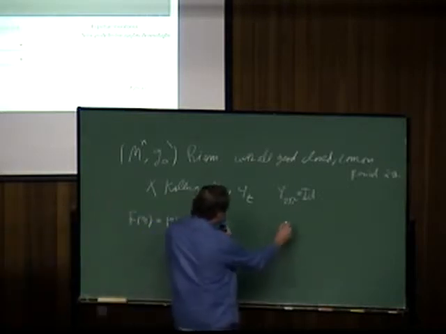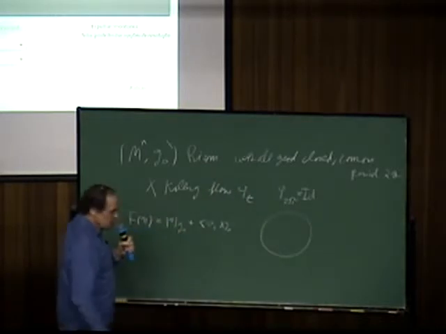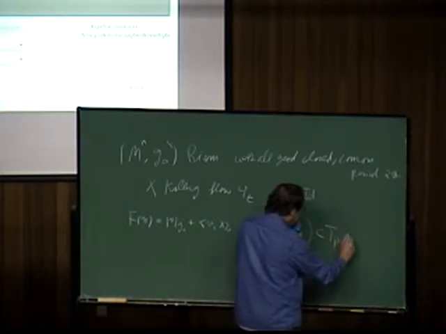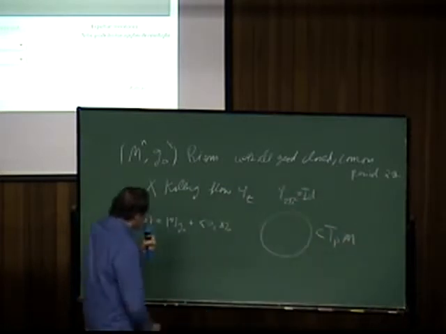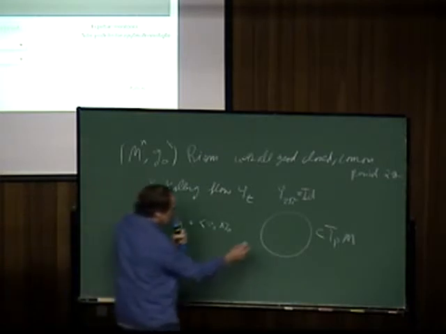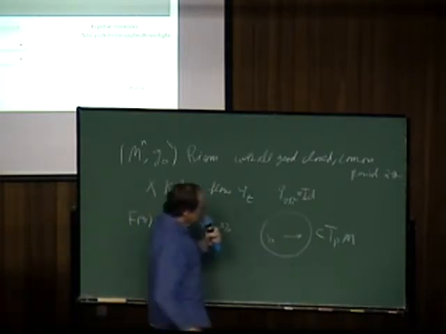In fact, if I were to draw the picture, I start with a round sphere. So this is a picture in the tangent space at every point. I start with a round sphere, and the effect is that X moves the origin. Right? So if this is the vector X here, the origin is over here.